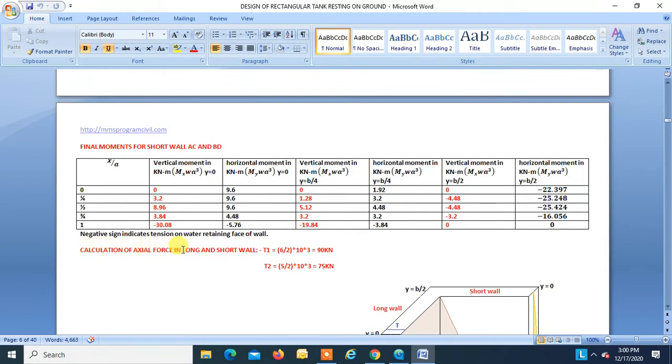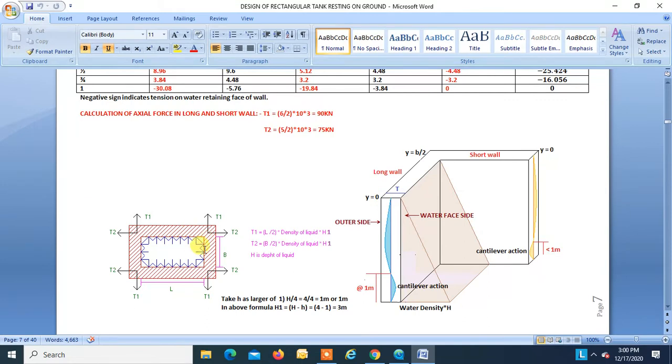Now, the calculation of actual force in the long and short wall. Due to this water pressure, there will be a direct tension pull in the long and short wall. So this is T2, this is T2, this is T1. T2 is the tensile force pull in the longer wall, and T1 is the pull in the shorter wall. So T1 is found by this formula, L by 2 into density of liquid into H1. What is H1? H1 is this side.